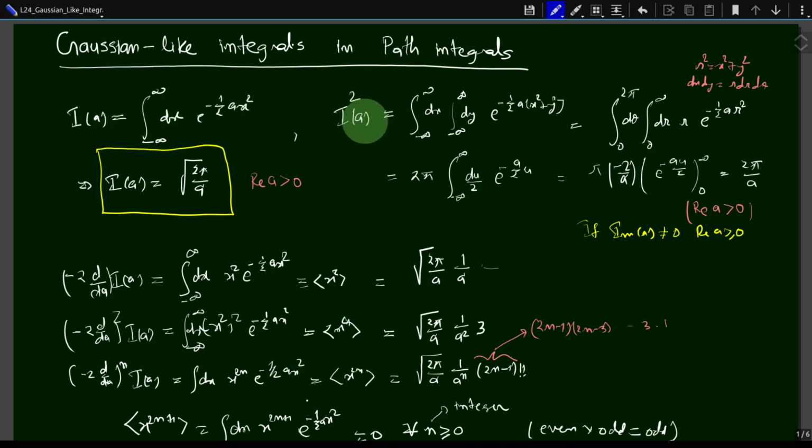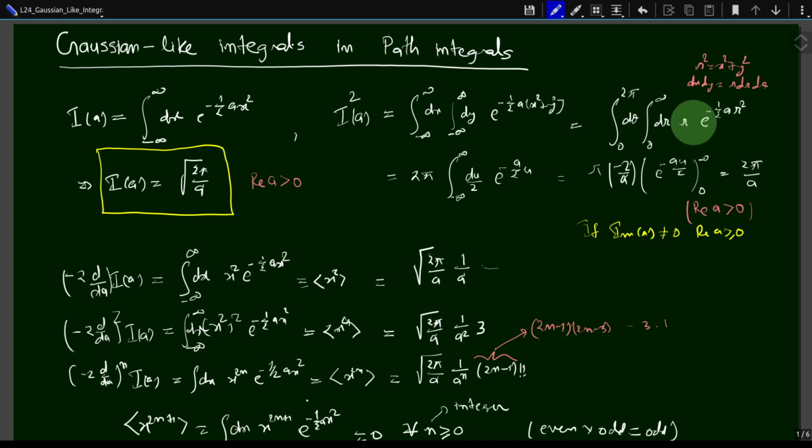Here we write I square of a as the integral over dx and dy from minus infinity to plus infinity of exponential minus half a times x square plus y square. Now in the xy direction, there are two separate integrals, but here I can do a change of variables from the Cartesian to the polar coordinates, define r squared equal to x square plus y square, and dx dy is equal to r dr d theta. So I get this thing.